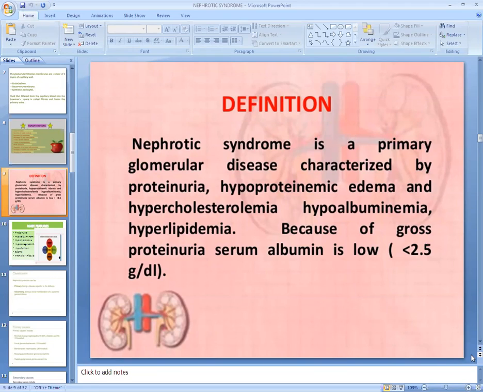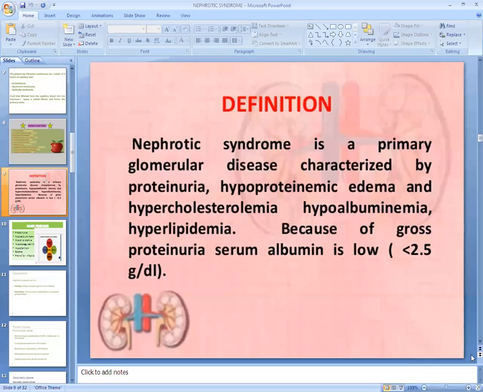Hypoproteinemia decreases oncotic pressure, that is the pressure because of protein. If there is decreased oncotic pressure, there will be edema, that is collection of fluid in the interstitial spaces. So proteinuria, loss of protein in urine, leads to hypoproteinemia, that leads to edema. And hypercholesterolemia, increased cholesterol level, increased lipid level. Hypoalbuminemia is in short hypoproteinemia. Hyperlipidemia or hypercholesterolemia is the same.